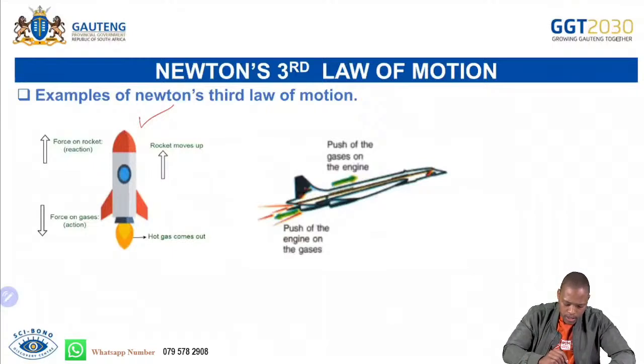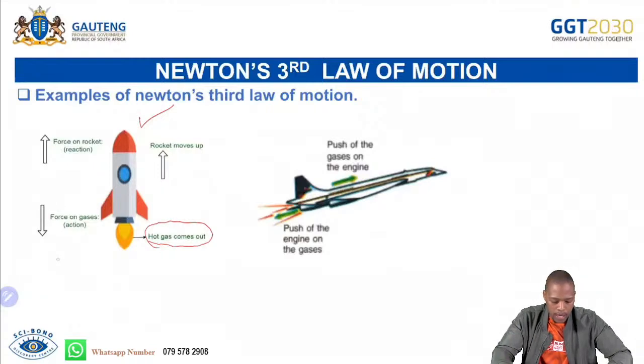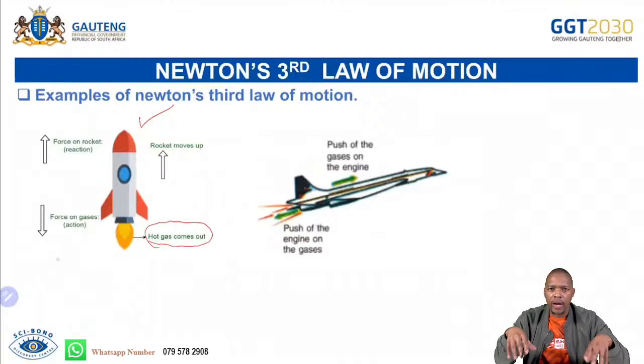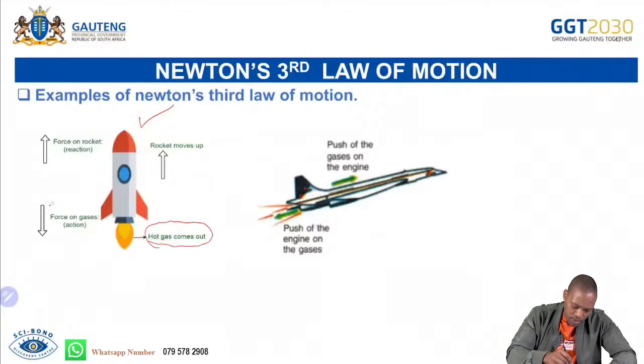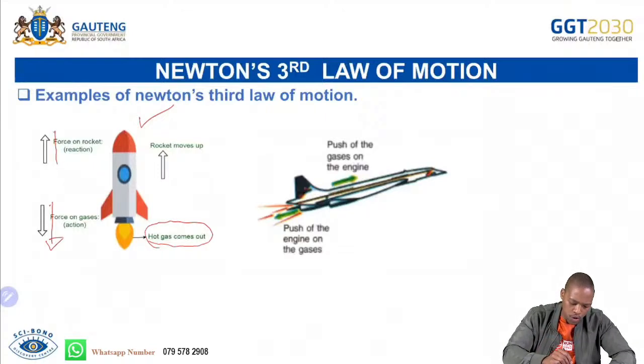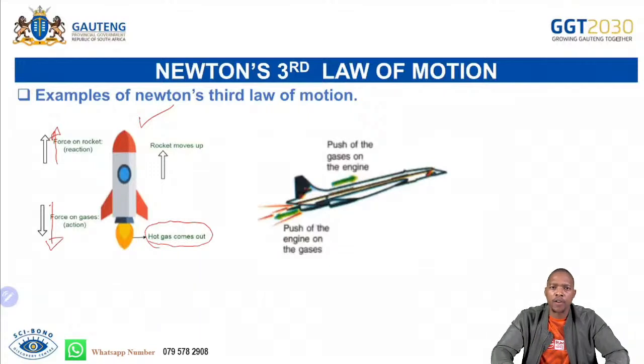What happens is that the rocket will release a hot gas, and this gas will exert a force. So when the hot gas pushes down, it exerts a force. Since it's object A exerting a force on object B, on the ground and also on the atmosphere itself, according to Newton's third law, object B must also exert a force of equal magnitude. So that's where the rocket will get the force that will push it up.